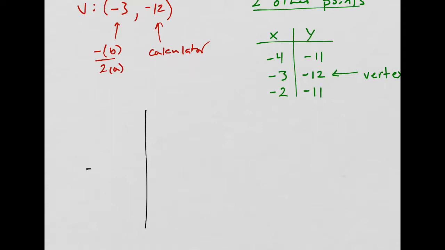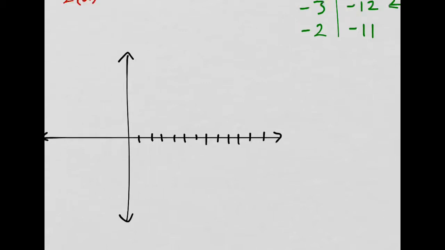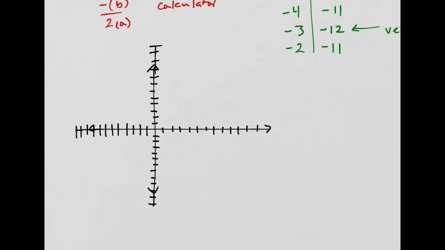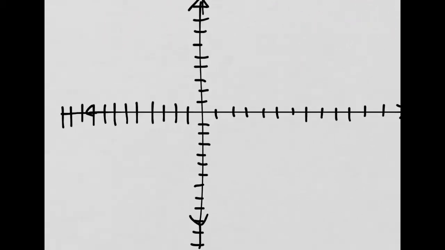So we get this right here, just like so. And I've got to go up to 12 or negative 12. So I'll just say 1, 2, 3, 4, 5, 6, 7, 8, 9, 10, 11, and 12. You don't need to see me do this. And then I'll plot these. I'll do it in green. Negative 4, comma, negative 11. So that'll be 1, 2, 3, 4, and then down 11.